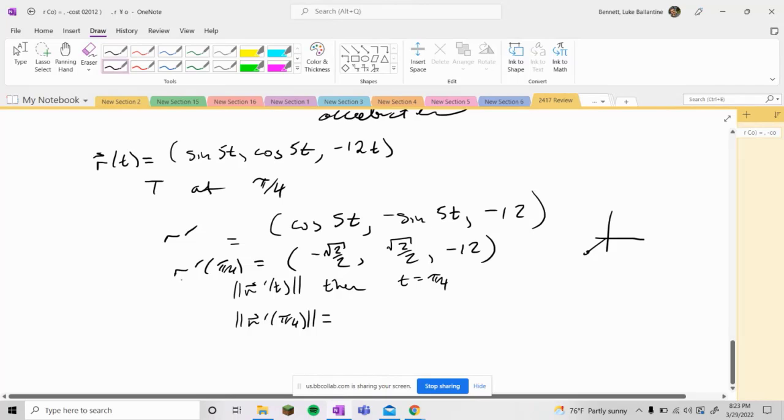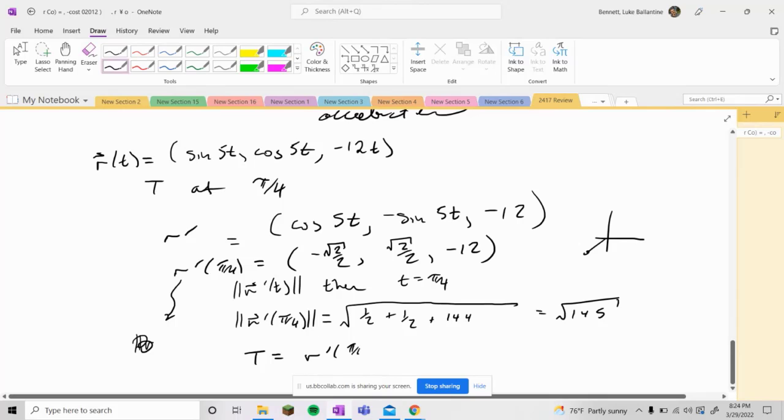And then we can take the magnitude of this. So this would be square root 1/2 plus 1/2 plus 144, square root 145. So then T is equal to r prime of pi over 4 divided by magnitude r prime of pi over 4, which is just 1 divided by square root 145, negative root 2 over 2, root 2 over 2, negative 12.